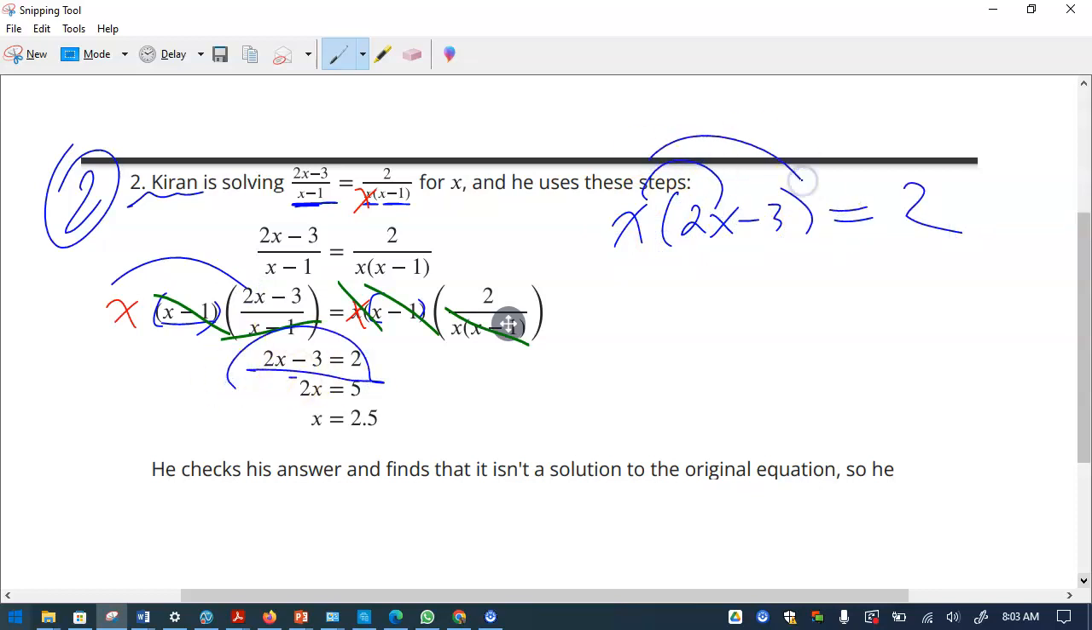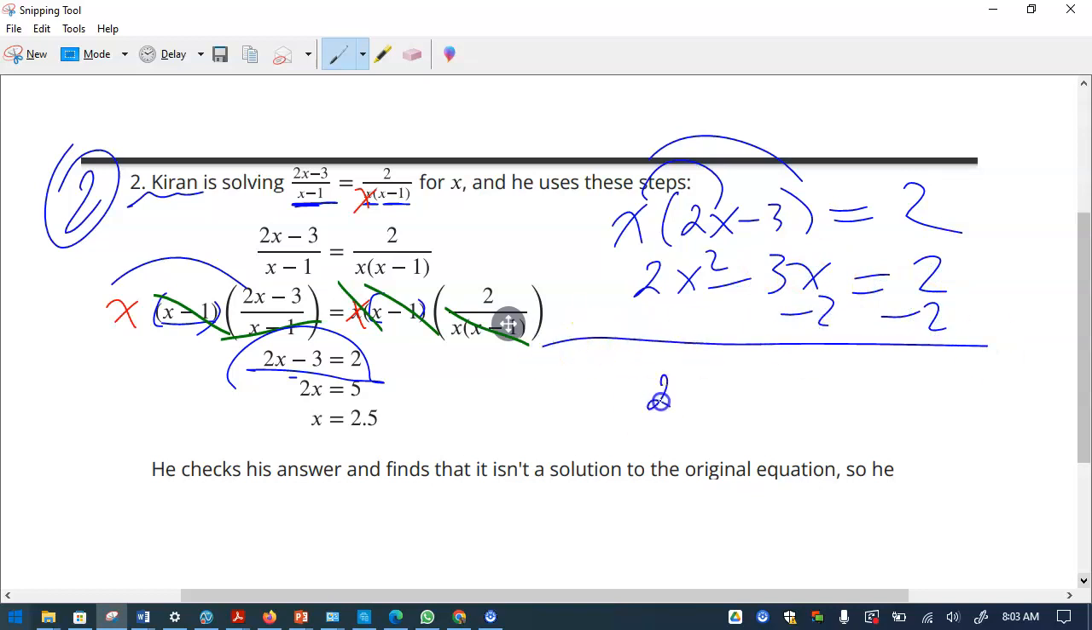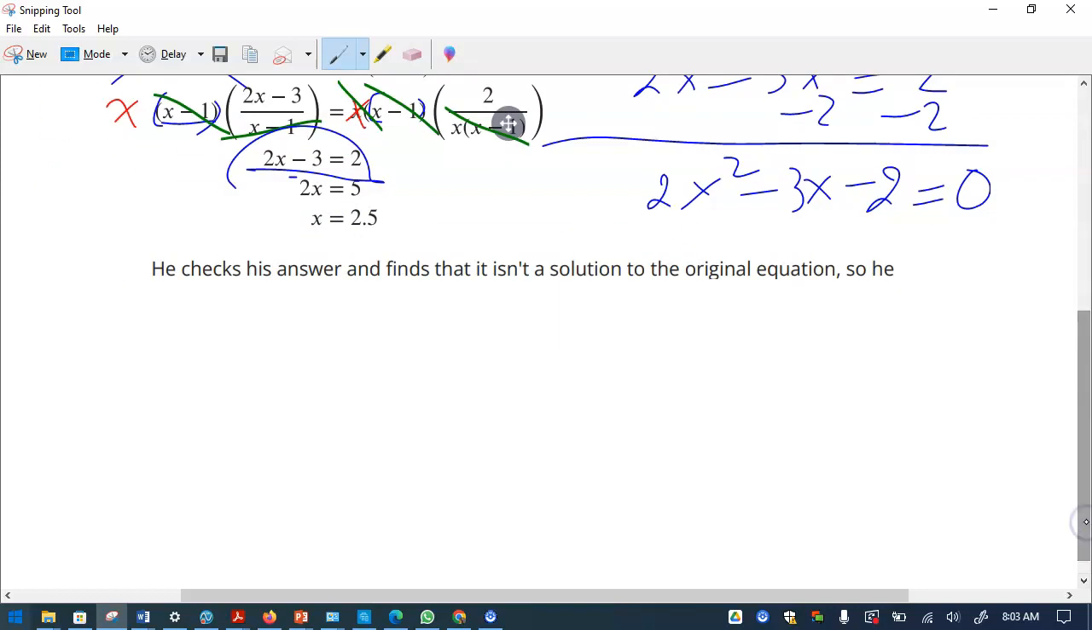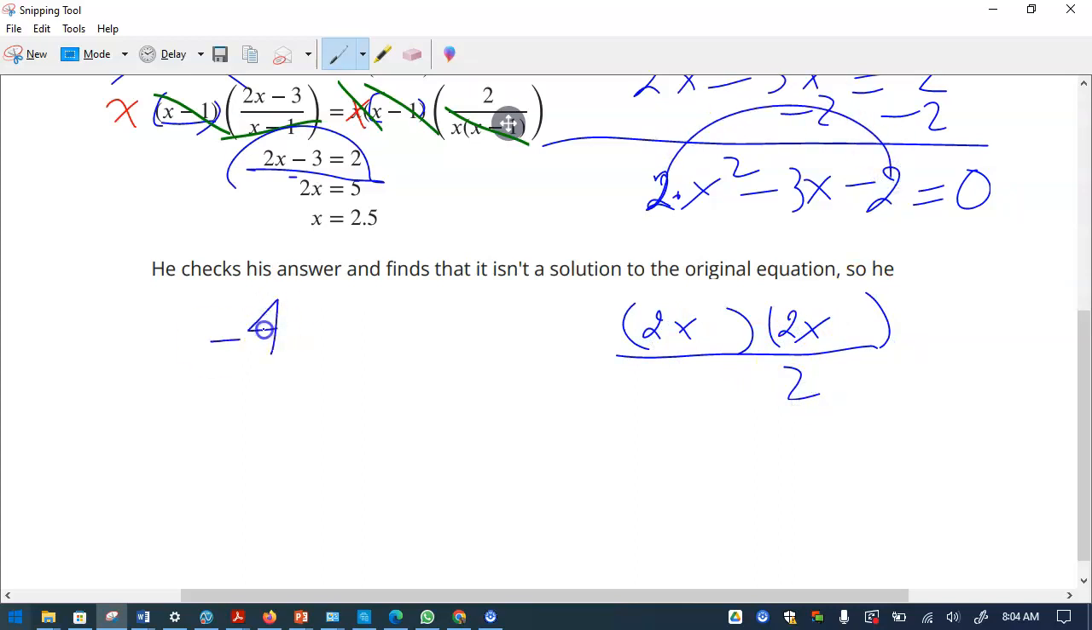Now you can use the distributive property like this, equals 2, and then subtract 2 from both sides, you get 2x squared minus 3x minus 2 equals 0. And now there's a 2. It's not just a 1, it is 2. So we'll have to use the trick: 2x, 2x, and then divide by 2. And 2 times -2 is -4.